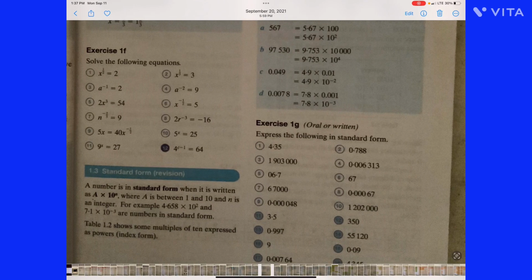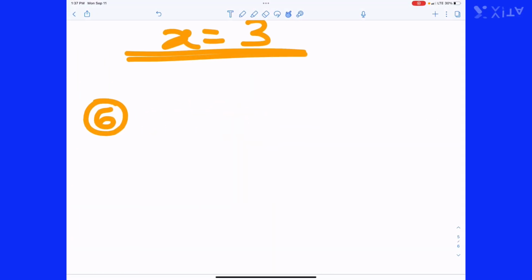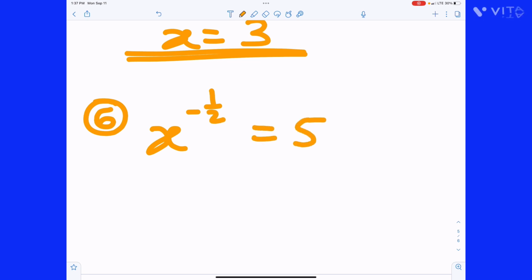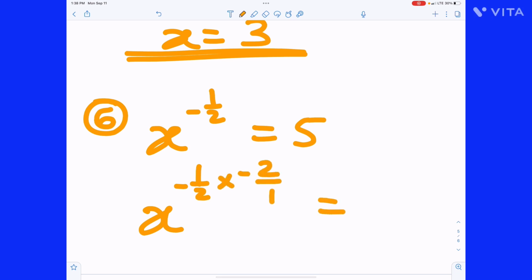What does number 6 say? x raised to power minus 1 over 2 is equal to 5. So x raised to power minus 1 over 2. The reciprocal of minus 1 over 2 is minus 2 over 1. So we multiply this side by minus 2 over 1. Do the same thing here.